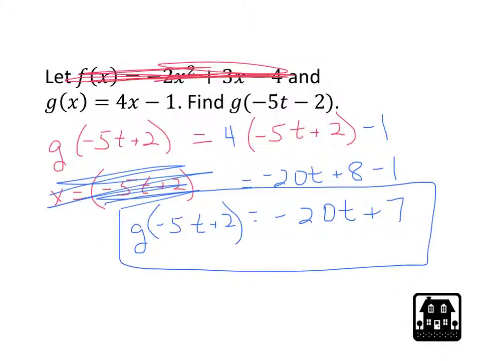We're not really that familiar with the nomenclature of all this, and it can be a little confusing, but the actual problem is very simple. Since it's g, you don't use the f one, you use this one, and you say instead of g of x, which is 4 times something, we want g of negative 5t plus 2, which is 4 times negative 5t plus 2 minus 1. And then you simplify it.